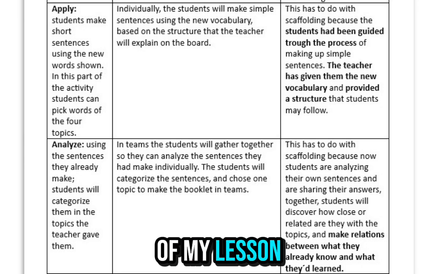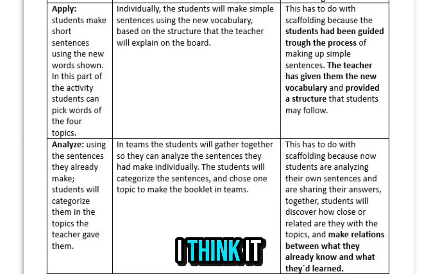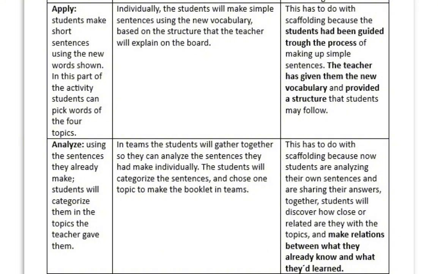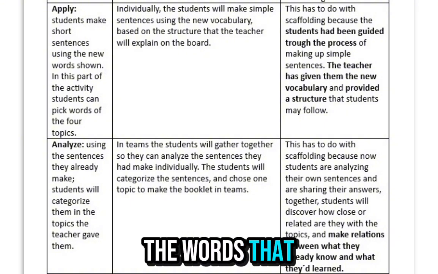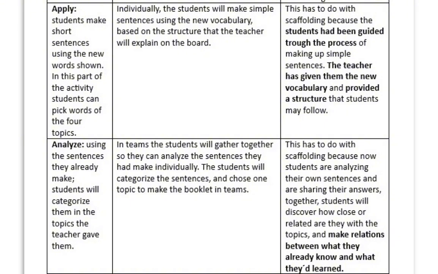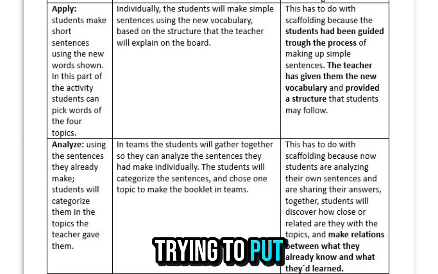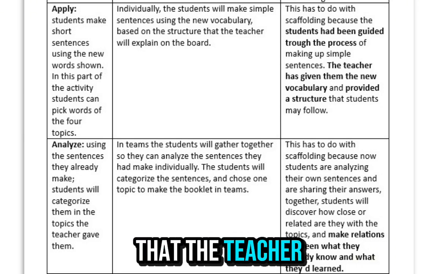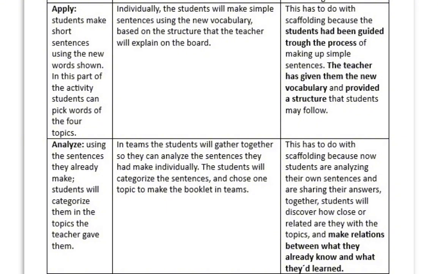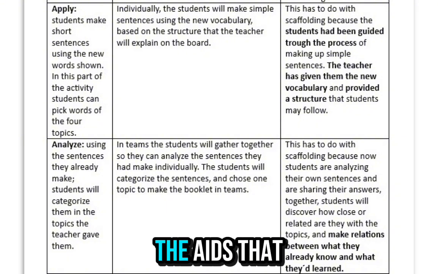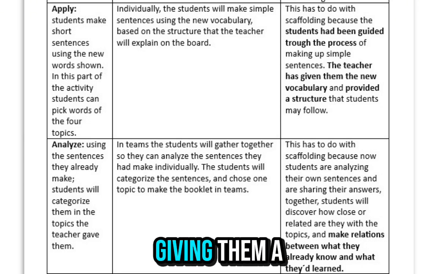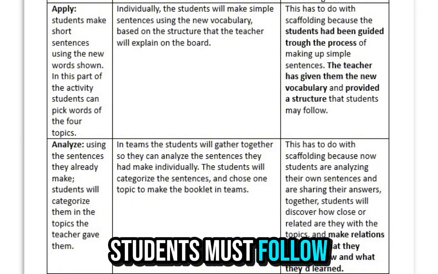In this part of my lesson, I think it fits well with the part of applying because the students are using the words that had been shown before by the teacher, and now they're trying to put those words in sentences in a structure that the teacher is about to explain. So, one of the aids that the teacher had given them were the new words, the vocabulary, and now the teacher is giving a structure that the students must follow.